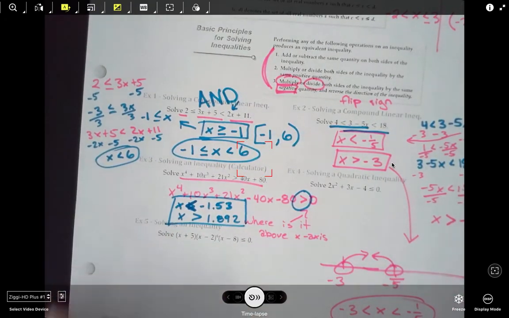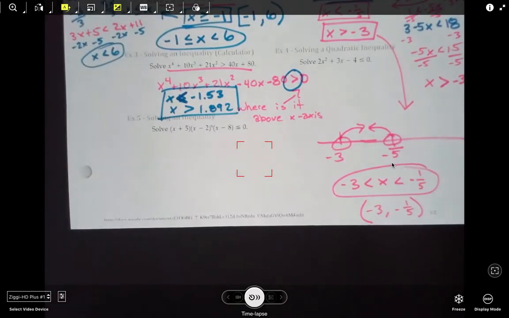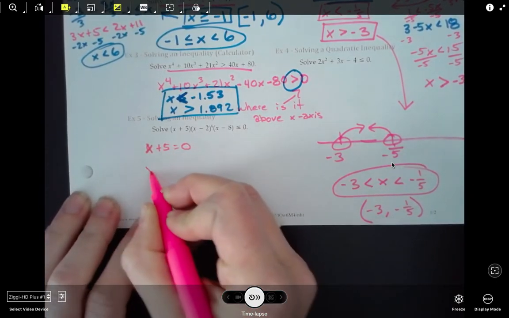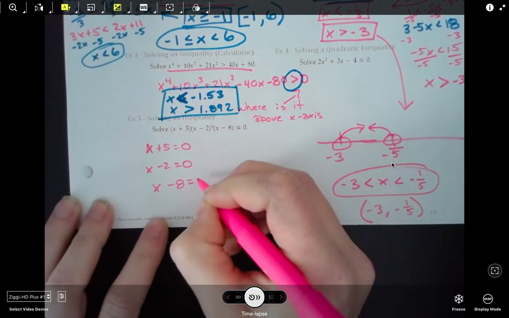Now this one, solve an inequality. This one is actually easier than the last one. I still put it on a number line though. Since they have it factored down for us, we go ahead and set each one of these equal to 0. x plus 5 equals 0. x minus 2 equals 0. And x minus 8 equals 0. And this gives us our critical numbers.